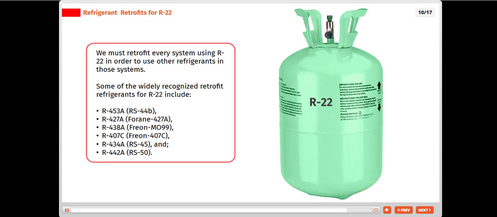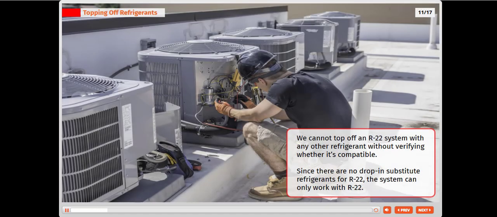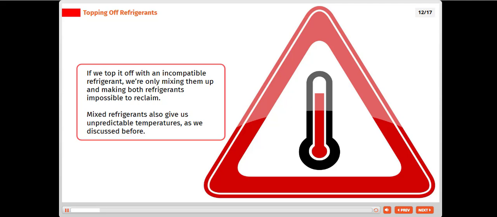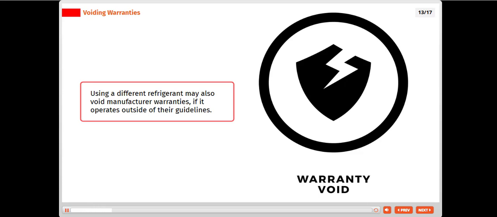We cannot top off an R22 system with any other refrigerant without verifying whether it's compatible. Since there are no drop-in substitute refrigerants for R22, the system can only work with R22. If we top it off with an incompatible refrigerant, we're only mixing them up and making both refrigerants impossible to reclaim. Mixed refrigerants also give us unpredictable temperatures, as we discussed before. Using a different refrigerant may also void manufacturer warranties if it operates outside of their guidelines.